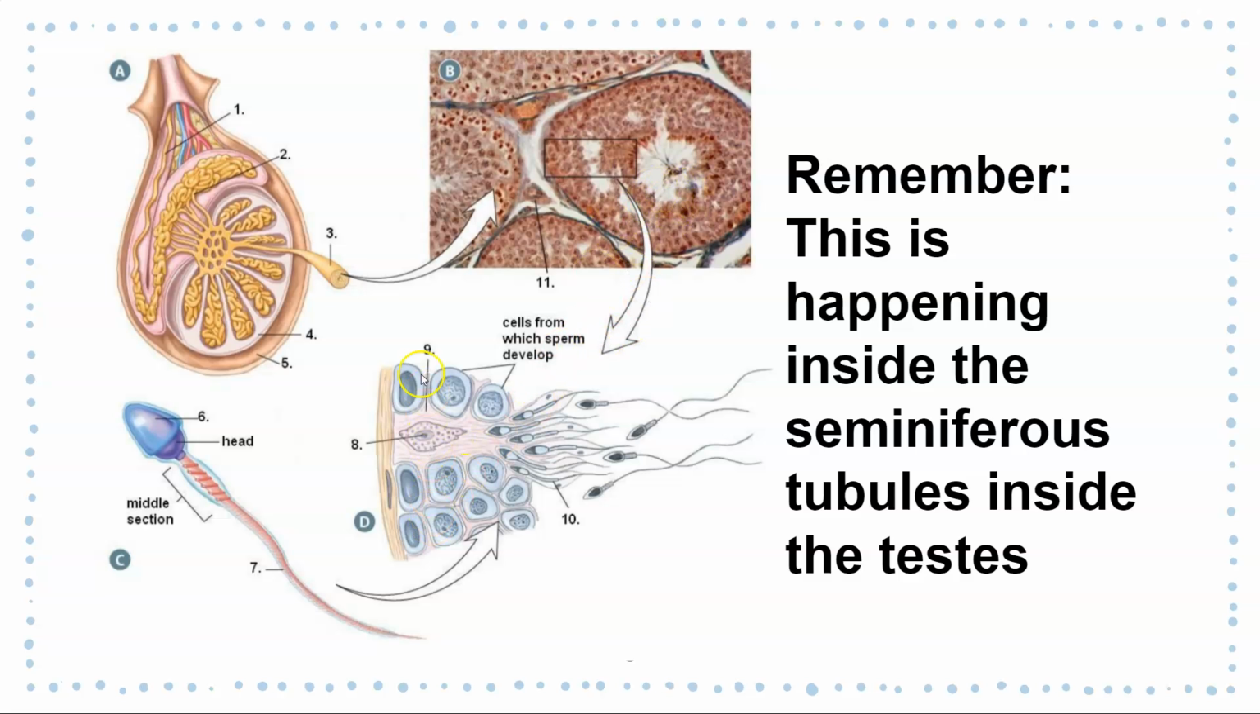So if we were to cartoon this, it would look like this. Here are my spermatogonium. Here are my primary spermatocytes. Here are my secondary spermatocytes. And here are my spermatid. All right? So that is the first step.